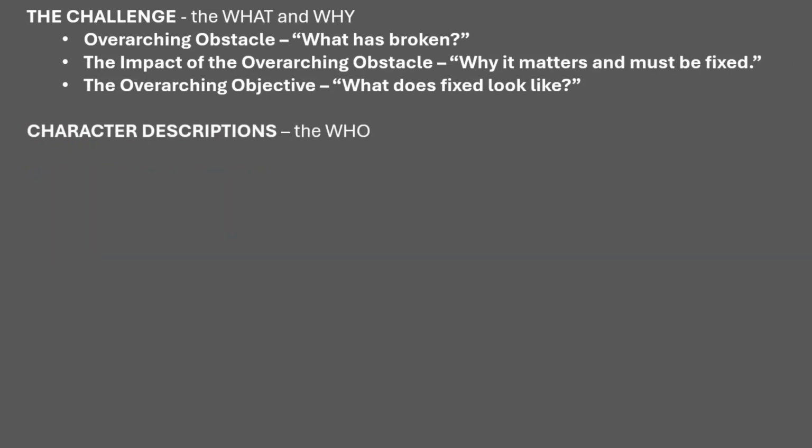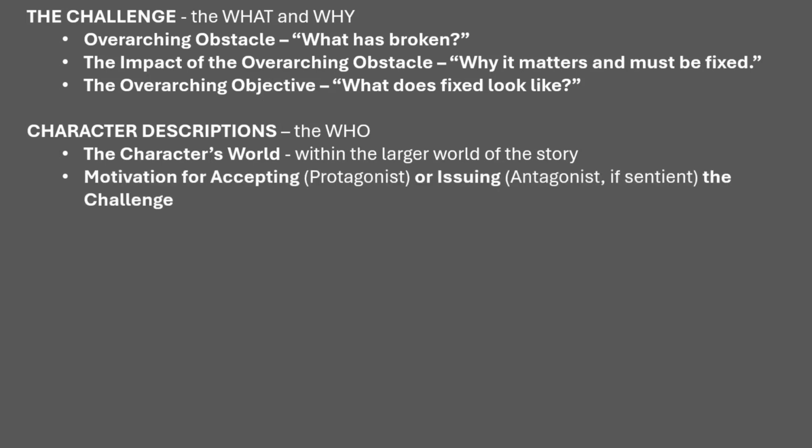The third element that is brought into the nutshell outline is the character descriptions. The who. Who are the primary characters, both protagonist and antagonist, that the story is about, that drive and deal with this challenge. So first, we will talk about the character's world. We will describe it, and then a prompt for defining the motivation for accepting, in the case of the protagonist, or issuing, in the case of the antagonist, if it is sentient, because sometimes the antagonist is an antagonistic force, such as an asteroid or volcano, or whatever the case may be. But if it's sentient, it will have a motive for issuing that challenge.